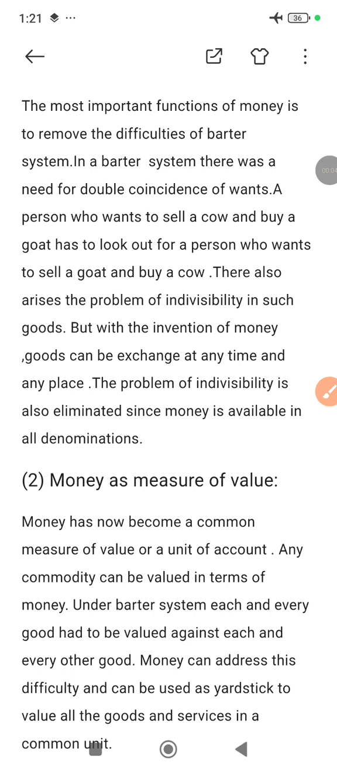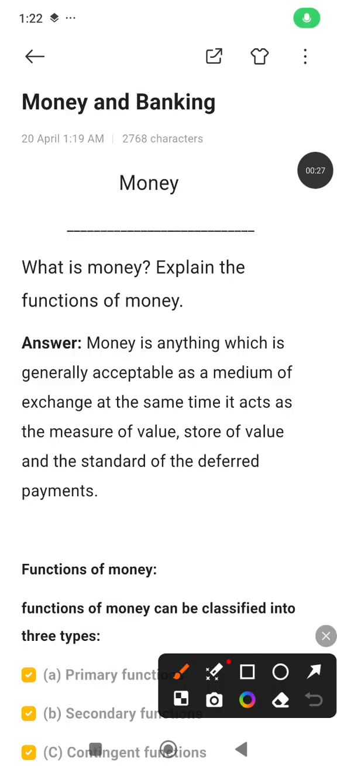Dear friends, today we are diving into a crucial topic from the money and banking chapter in our class 12 economics curriculum. Get ready to explore the topic. Our topic is money and its various functions. I am very excited to break it down for you and make this concept crystal clear. Let's get started. Our topic today is money.